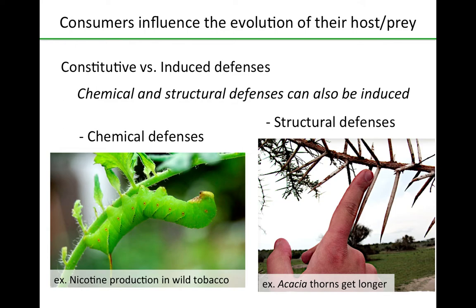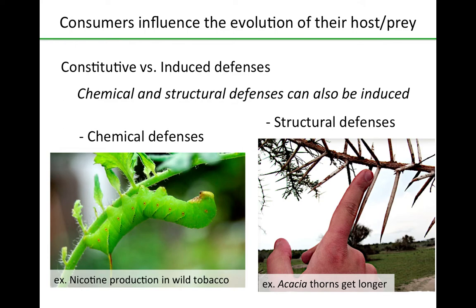And then with structural defenses, we can think about the thorns that are on acacia trees, and these live in Africa. So the trees always have thorns, but once they're attacked by herbivores, so things like elephants or giraffes, the thorns will actually get longer. So the thorns are always there, but they're increased in length in response. So that's the induction mechanism.